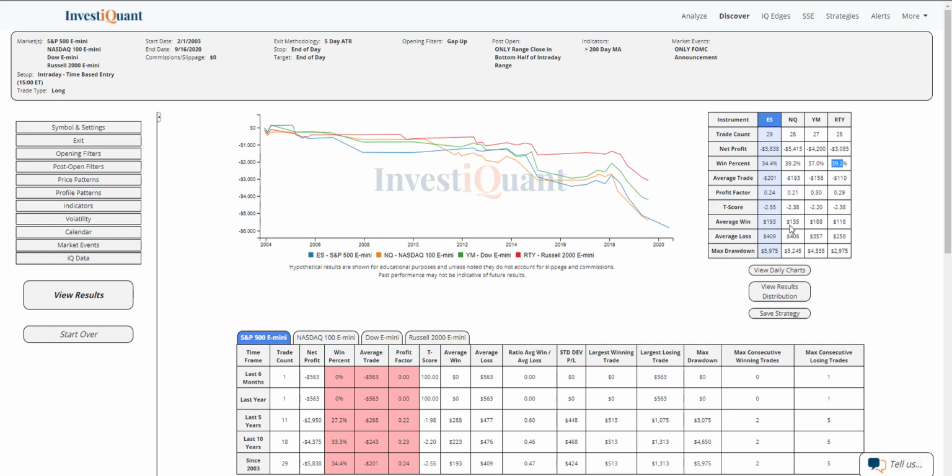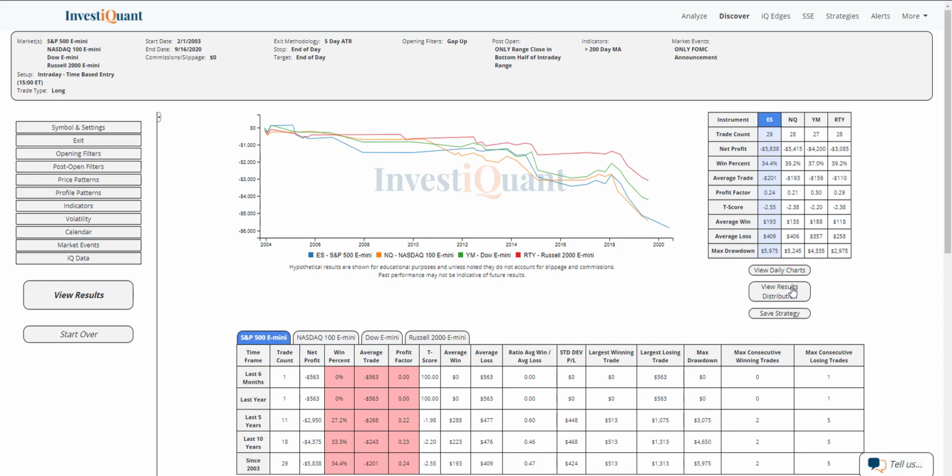Looking at average win, average loss, S&P, sizable average loss there compared to average win. That skew is still there on the NASDAQ. In fact, looks a little bit more pronounced. Average loss much larger here in the Dow, and average loss much larger in the Russell. So not only has this had a weak win rate, the losses have been larger than the wins.